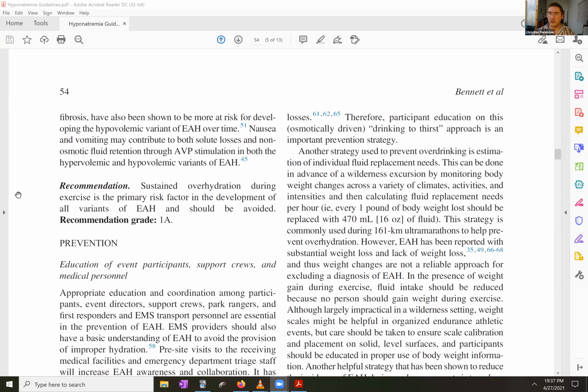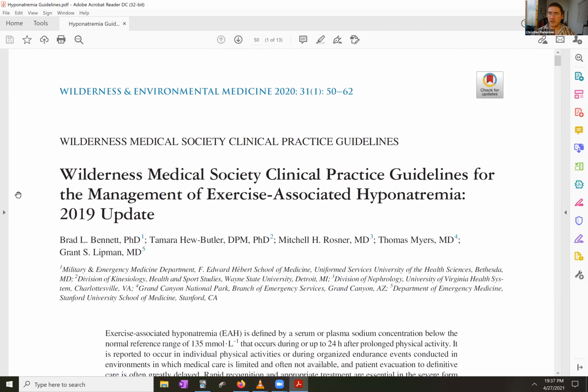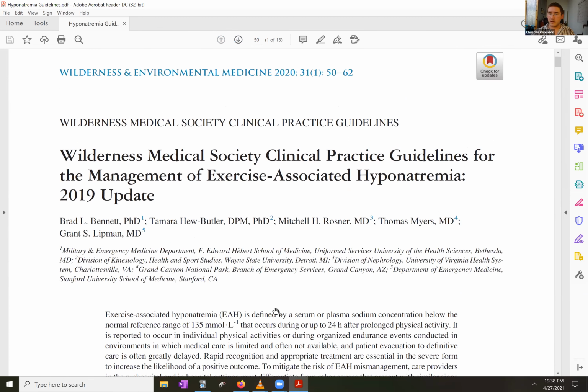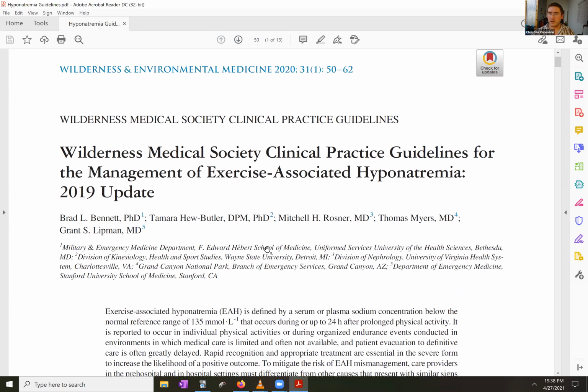Okay, so we had the 2019 update for exercise-associated hyponatremia, and what we've done is, what's this chapter? Emergency medicine, uniform service, university. It's not like they see any people who were exercising out in the heat for a period of time that we'll determine when you get done with the job kind of deal.